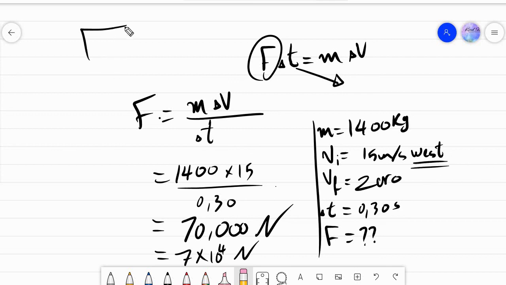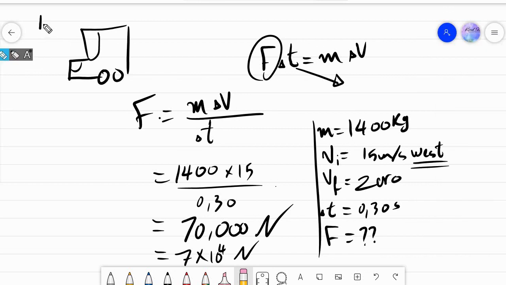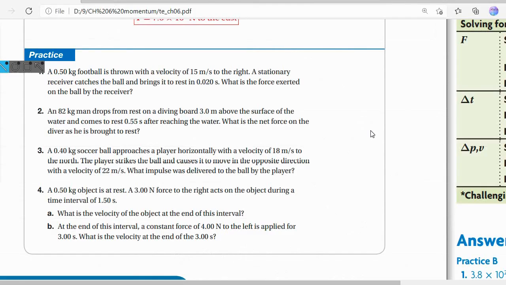Do you know why? Because the car will move in this direction, to the west, and it will make a collision with something here. This car moves in this direction, and the force comes from this object in the other direction. The force from this object exerts on the car in the other direction, so it will be to the east. Okay, guys, that's it, the explanation for impulse and momentum.